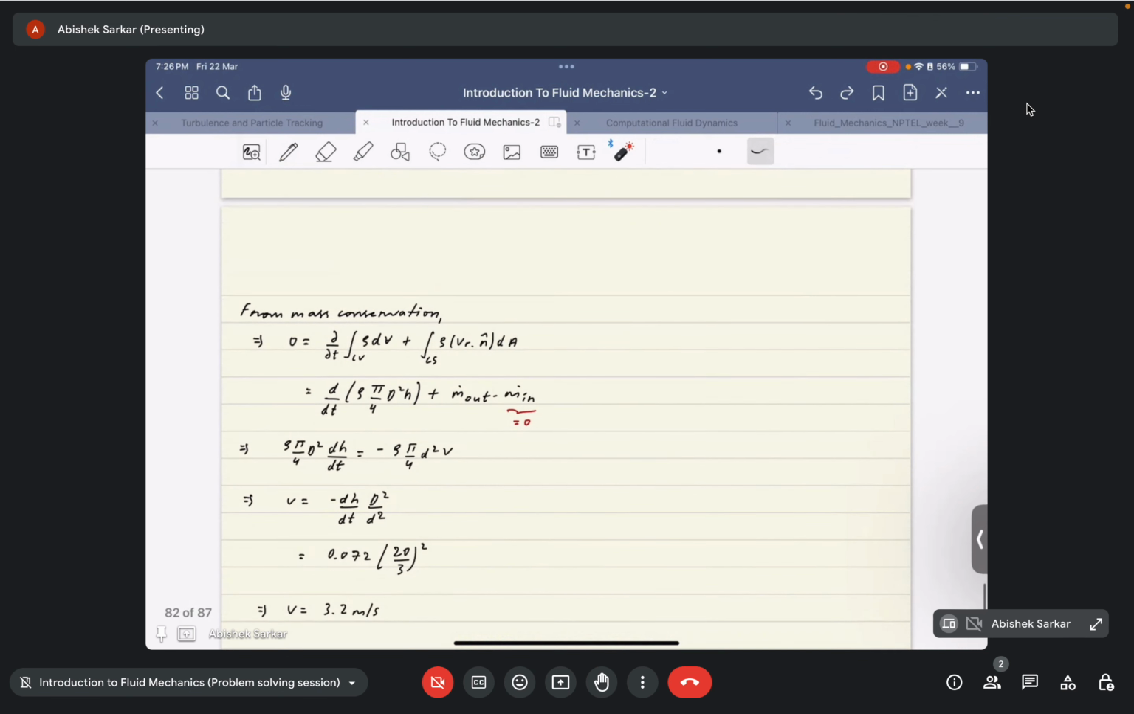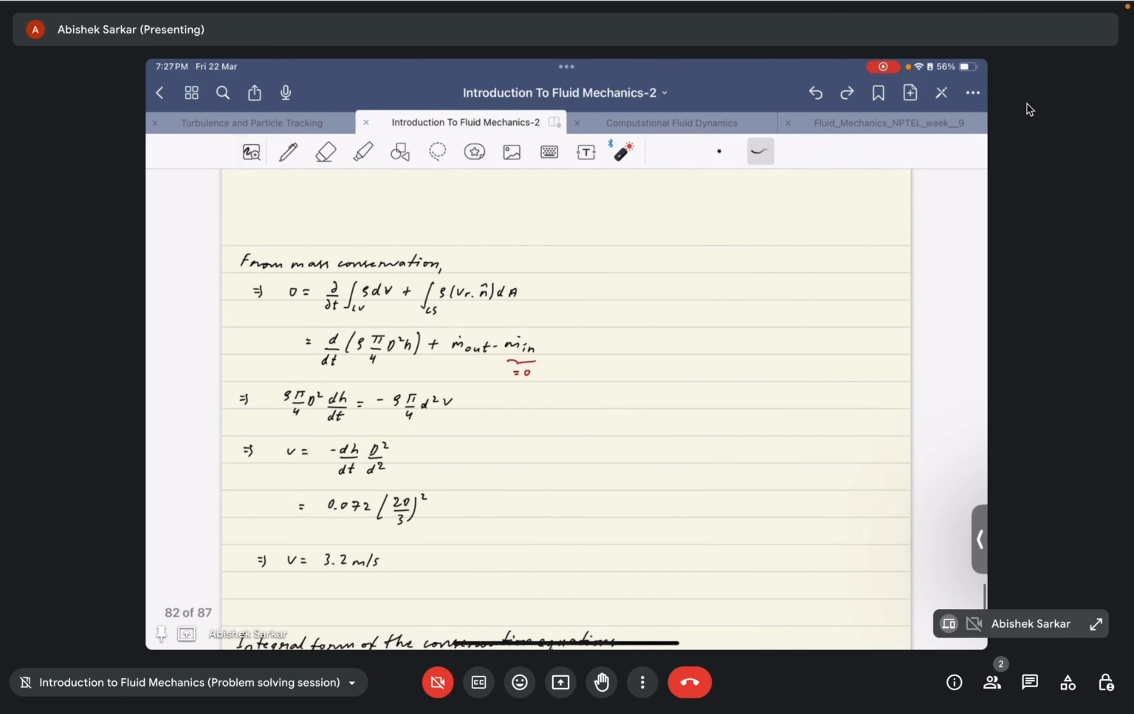Okay, so once you apply the mass conservation, as I told you, net mass flux inside the control volume would be equal to 0. So this mass conservation will only be the balance between the unsteady term and the net mass flux out. Okay, so we will have, now just take the terms that do not vary with time out of this time derivative. So we will have rho into pi by 4 D square into dS by dt is equal to minus rho into pi by 4 d square into v.